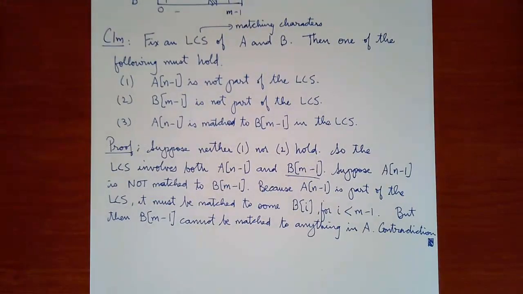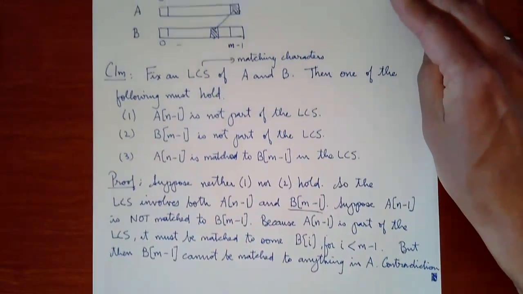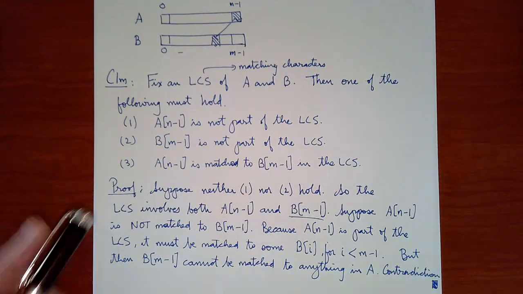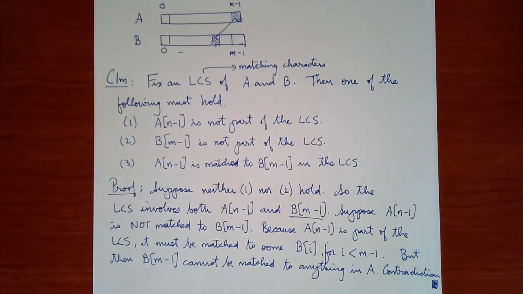Now, at this point, you should have the recurrence. So how are you going to compute the LCS of A and B with respect to LCS of subarrays? Not subsequences, but subarrays, meaning a contiguous portion of A and B. And this is what is going to give us the polynomial time algorithm instead of it being exponential time. Any suggestions?